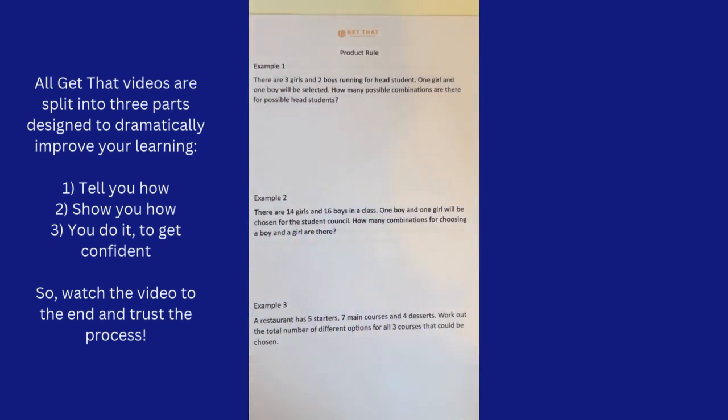Okay, so today we're going to look at the product rule, which is a nice way of figuring out combinations of things or total number of combinations of things. However, before we do that, let's think about example 1 and think about how we could work this out.